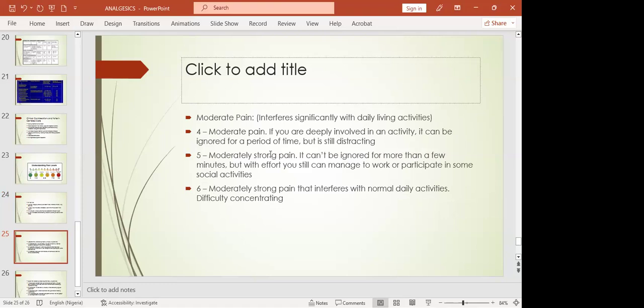It could be that if the person is deeply involved in an activity, they may not really notice it, they may ignore it for a while, but it is still distracting. Then pain that is a scale of 5 will be considered moderately strong pain. It can be ignored for more than a few minutes, but with effort, you still can manage to work or participate in some social activities. So I am limping to work, I can still have a bit of fun.